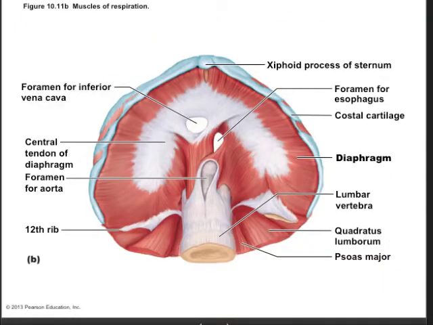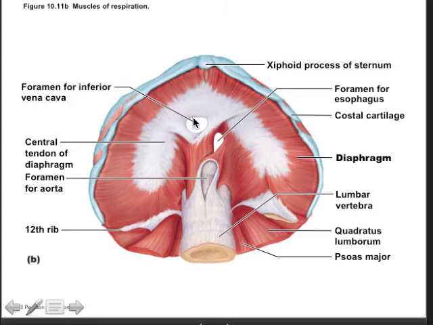Here you can see the diaphragm. It's a partition between the thoracic and the abdominal cavities. It's a broad, sort of flat muscle, the most important muscle in inspiration, and it's innervated by the phrenic nerve. So you're looking here at the underside of the diaphragm. This is the xiphoid process of the sternum.